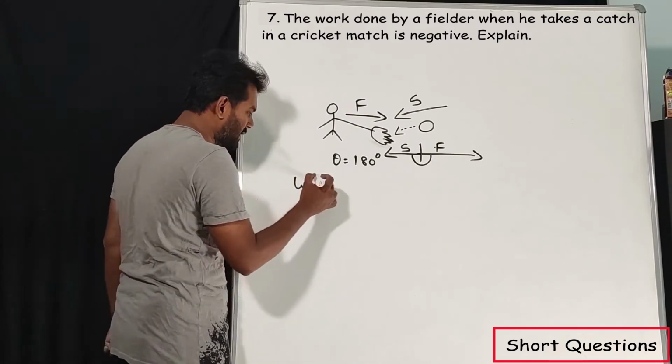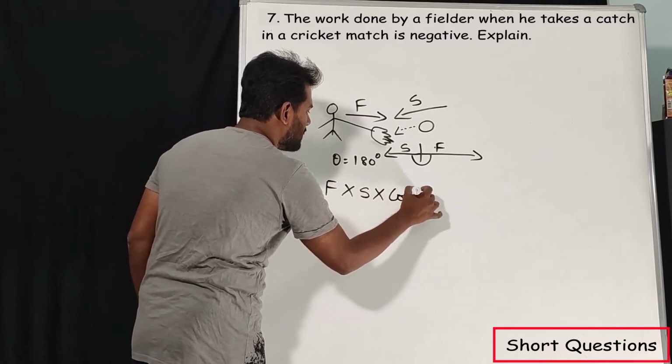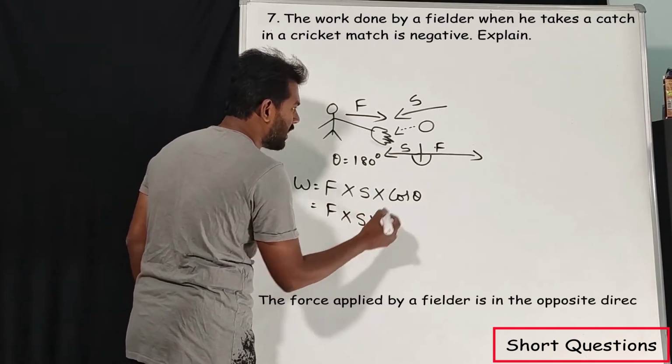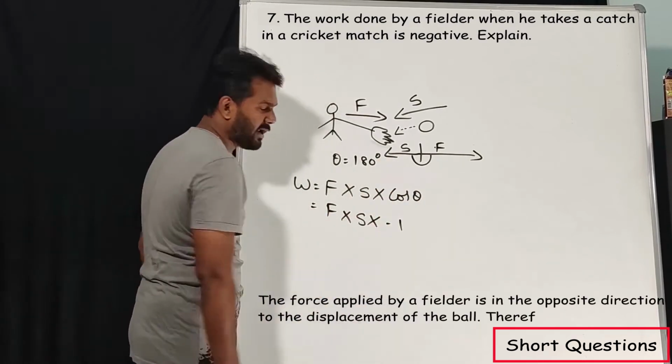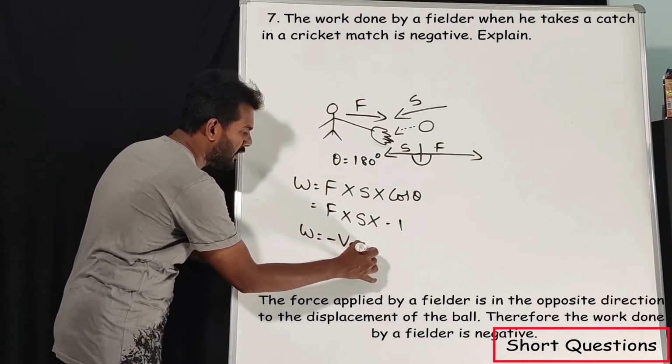What is the formula? Work done is equal to force into displacement into cos theta. Cos 180 is equal to minus 1. So whatever the work done value we are going to get, that will be negative.